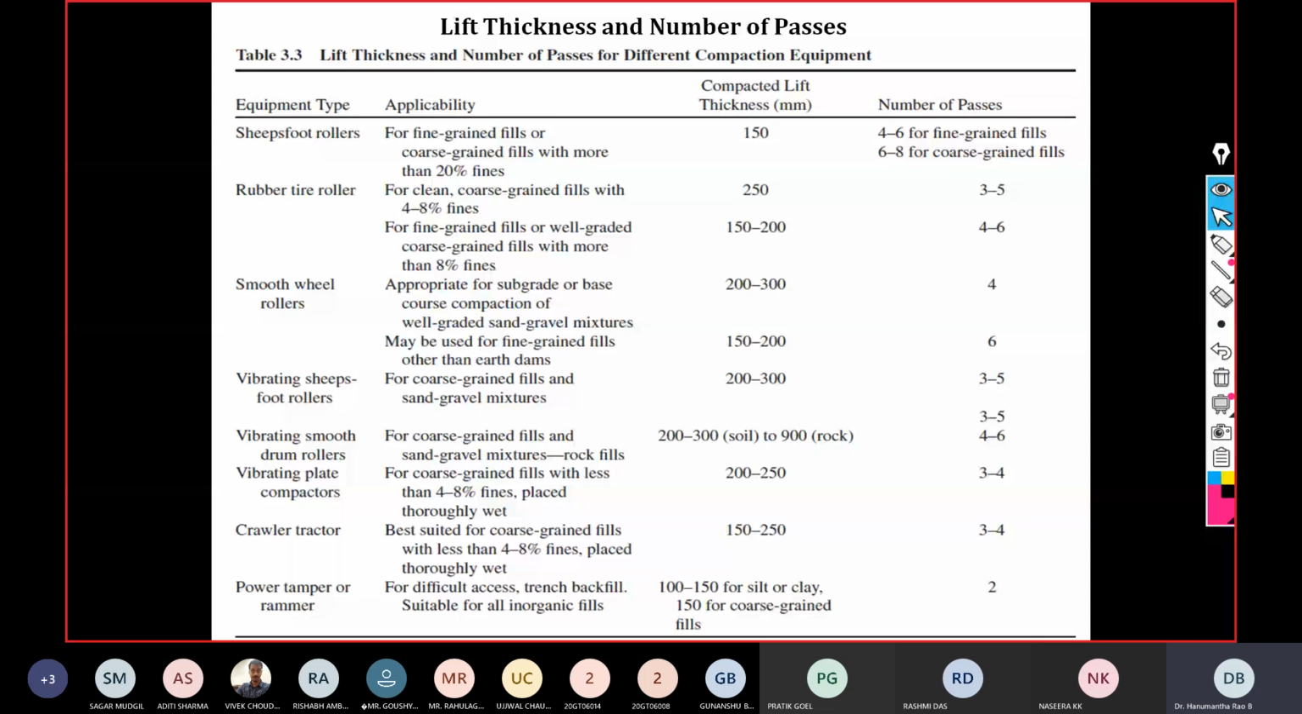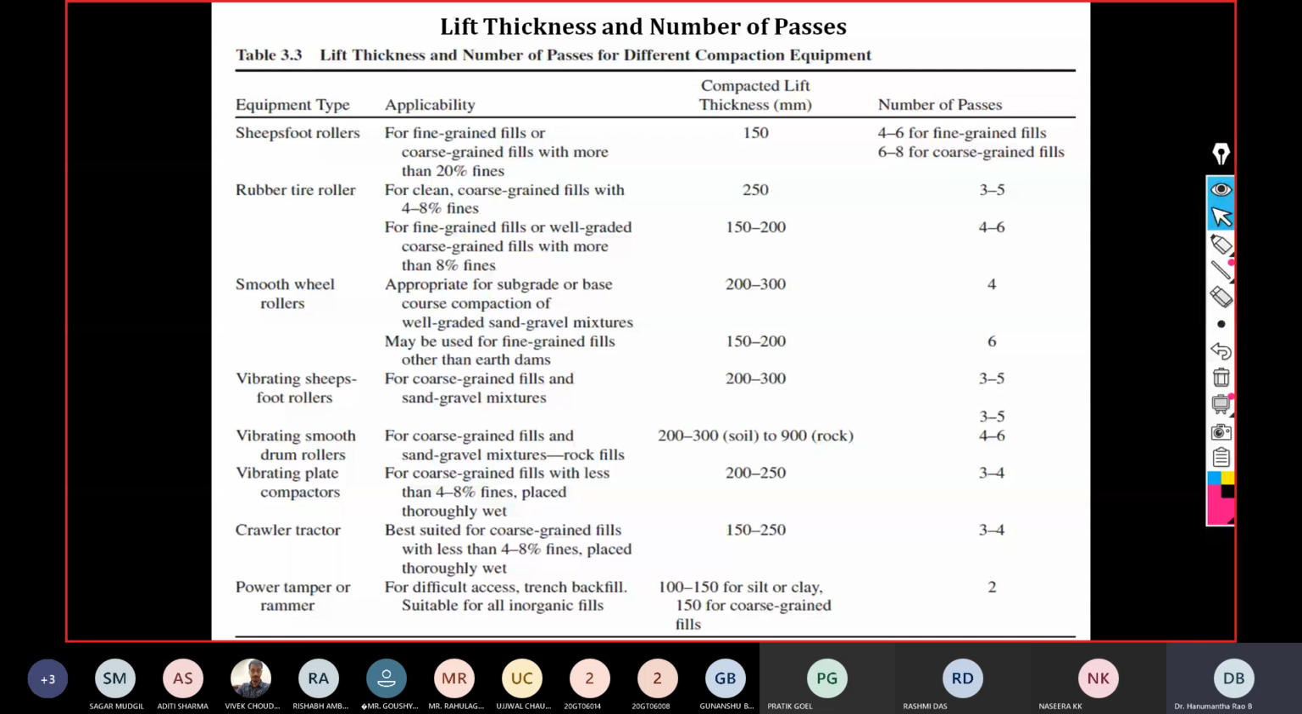So it is important to report the percentage fraction of the fine particles. Here fines means particle sizes smaller than 75 microns. Okay. So for clean coarse grain fills with 4 to 8% fines, we can go for 250 millimeter, and the number of passes required is 3 to 5. So on average, for any kind of equipment and for any kind of soil, the lift thickness ranges between 150 to 300 millimeter.